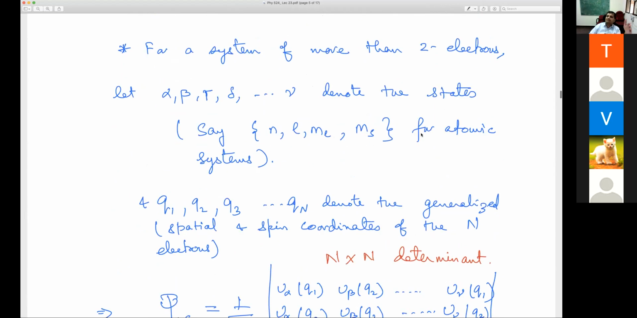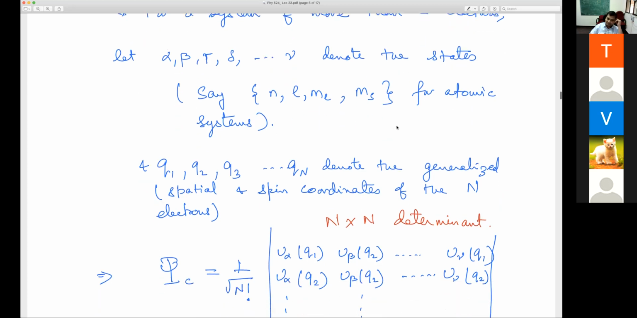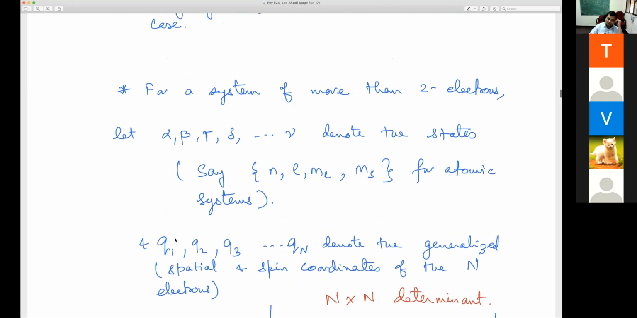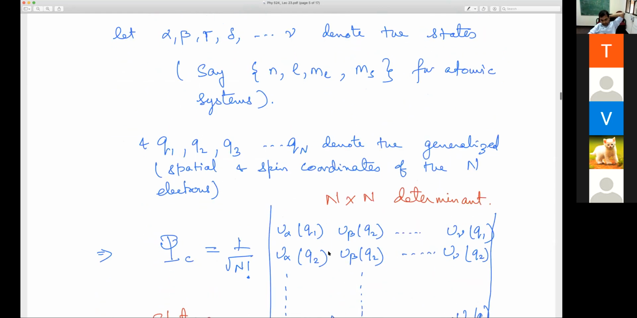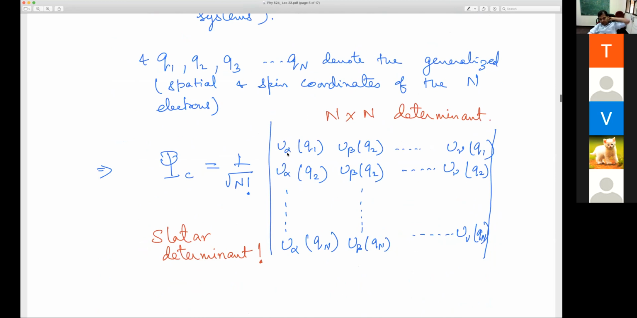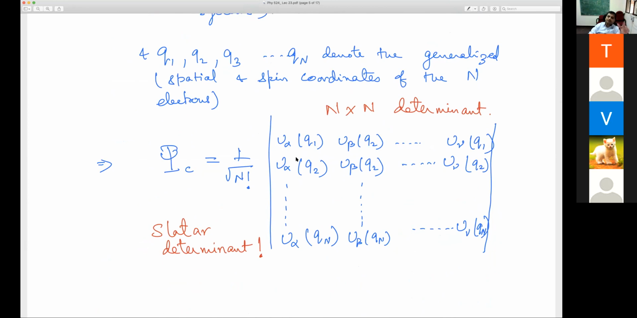For atomic systems, I can have this set of numbers N, L, Ml, and Ms as single electron wave function labels. For hydrogen-like atoms, let's say these quantum numbers denote the state. So one alpha value is this, one beta value is this, and things like that. And then let me have Q1, Q2, Q3, and N particles for which I want to generate the anti-symmetric wave function. For each single electron, I already know the product wave functions of the spin and the space coordinate. Compositely, they are written as U, basically.